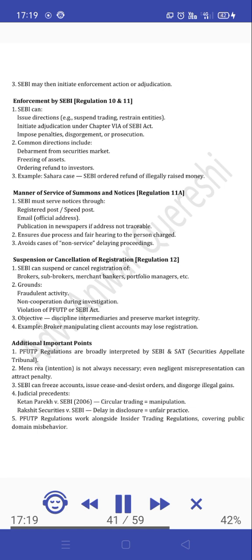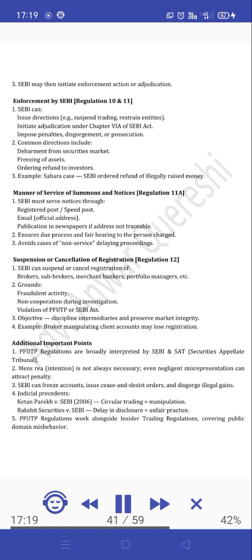Suspension or cancellation of registration, Regulation 12.1. SEBI can suspend or cancel registration of brokers, sub-brokers, merchant bankers, portfolio managers, etc. 2. Grounds: fraudulent activity, non-cooperation during investigation, violation of FUTP or SEBI Act. 3. Objective: discipline intermediaries and preserve market integrity. 4. Example: broker manipulating client accounts may lose registration.